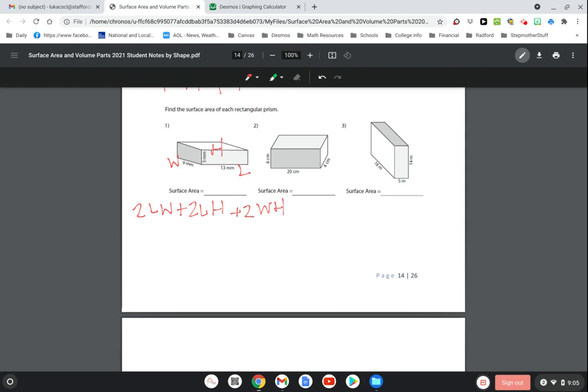So here I have to substitute things. And this is where I encourage you to write it down, because most people will make a mistake just typing it in. So I took the 13 as my L, the 9 is my W. Now I have L, which is 13, but I have times H, which is 3. And then I have 2 times W times H. And then I'm going to go type that into the Desmos calculator.